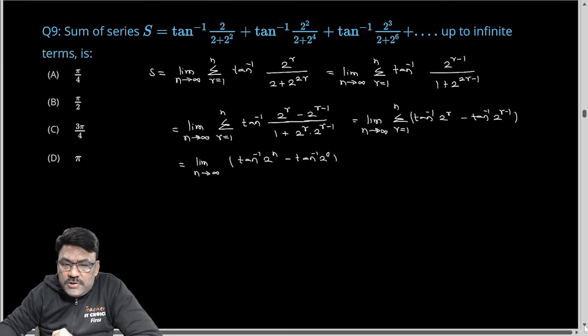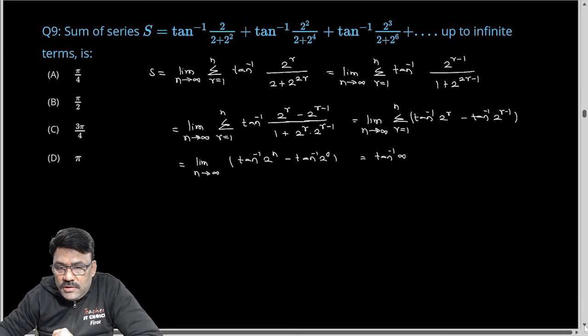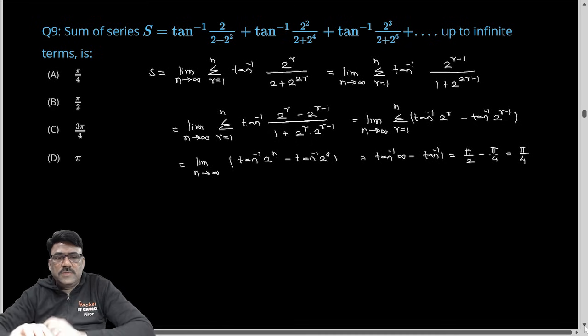Now, since n is approaching infinity, I can write it as tan inverse infinity minus tan inverse 1. 2 raised to 0 is 1. Tan inverse infinity is pi by 2. Tan inverse 1 is pi by 4. So hence pi by 4 will be the correct option, which is the first option, right?